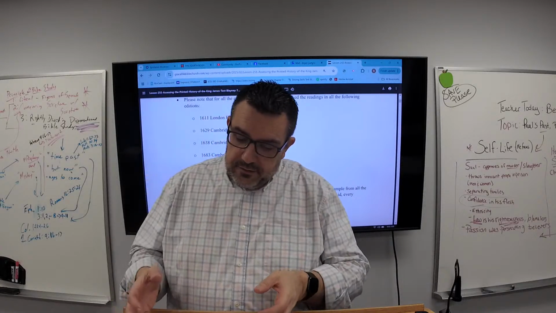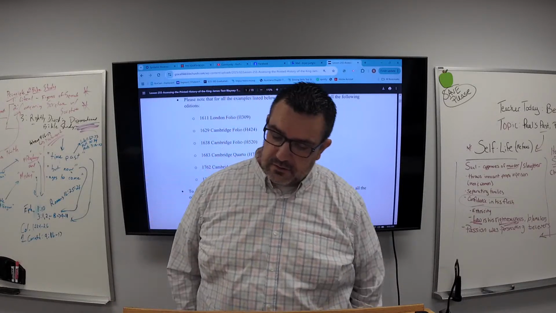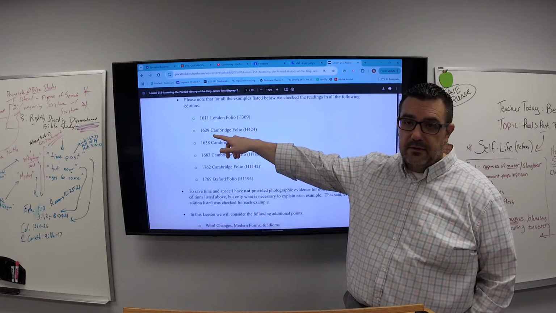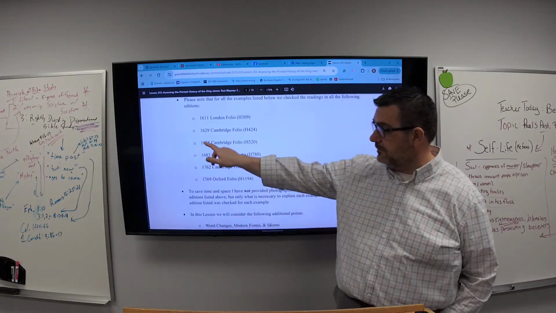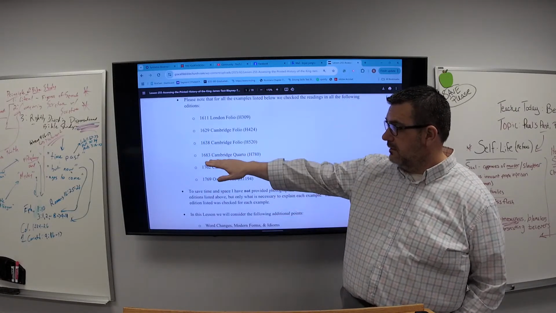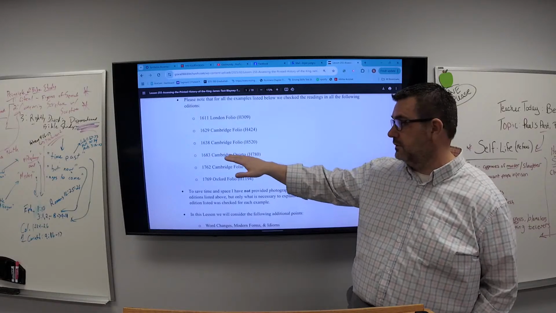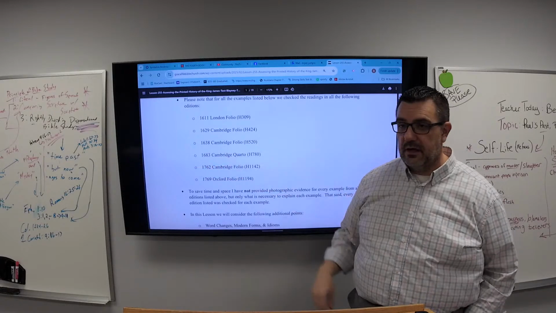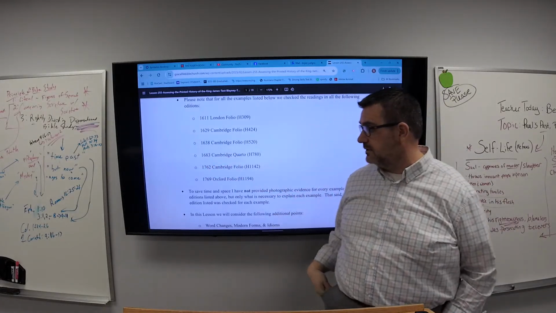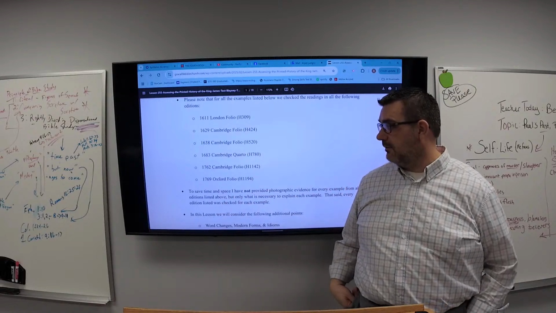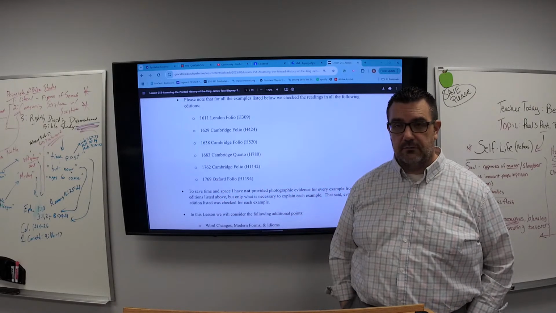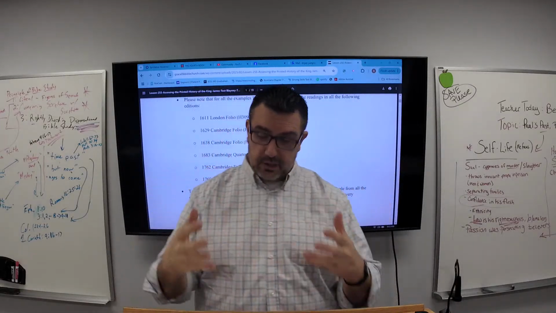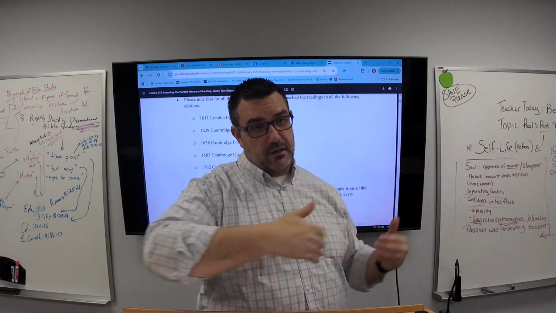So please note that for all of the examples listed below, we checked the readings in the following editions. I started with the 1611. I always start there. We looked at the 1629 Cambridge Folio. I looked up the 1638 Cambridge Folio. The 1683 Cambridge Quarto, so this is the work of Scattergood. We now know that this was Anthony Scattergood that edited that edition for Cambridge University Press. I looked at a 1762 Cambridge Folio and a 1769 Oxford Folio. So for all the examples that we're going to cover in this lesson, I at least looked at all of those.